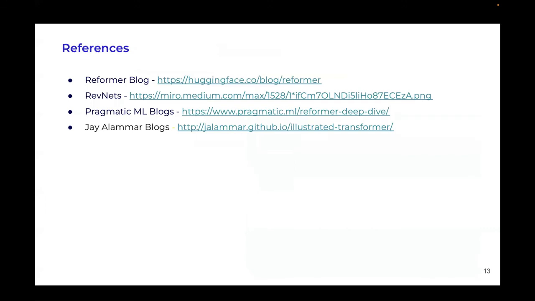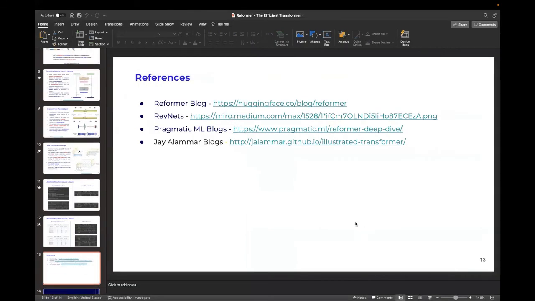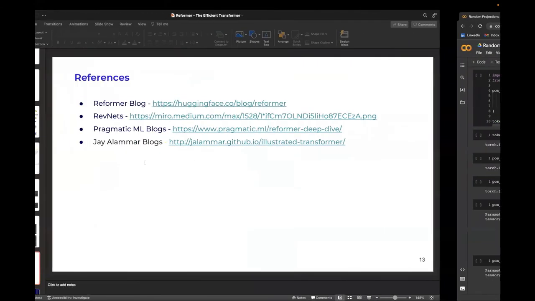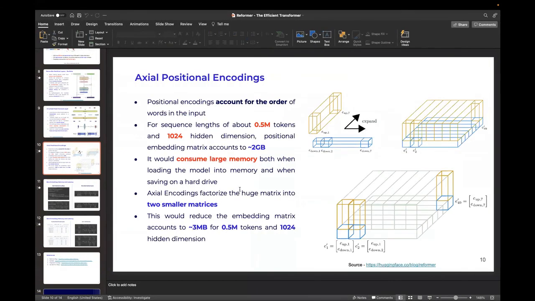So these are the references. Before ending this, I just wanted to show the visualization of the axial positional encodings.